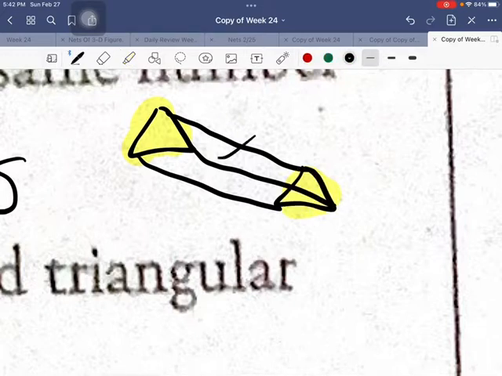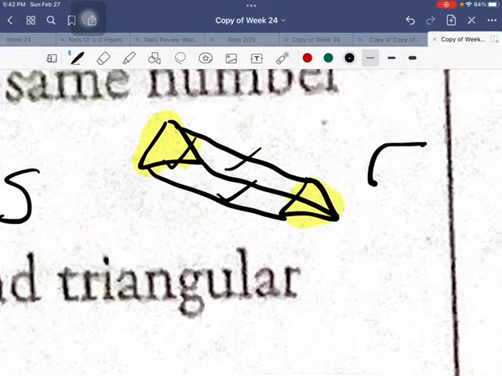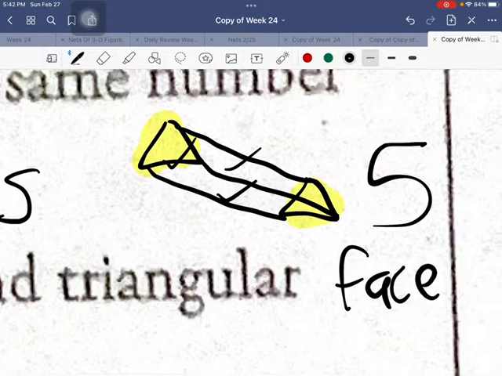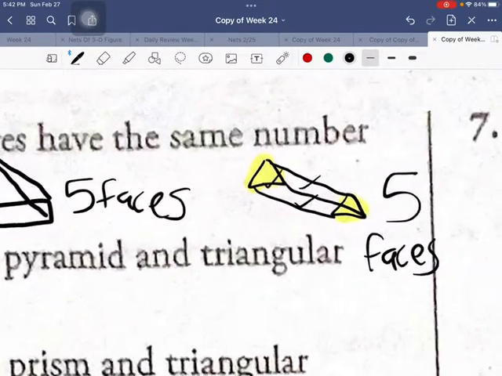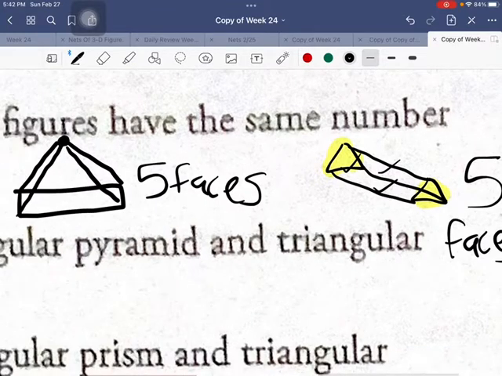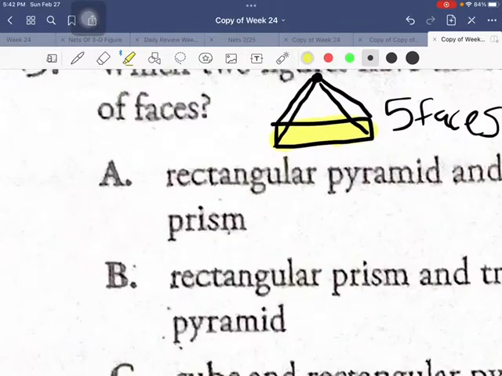3, 4, and the bottom 5. 5 faces. Which 2 figures have the same number of faces? Do these have the same number of faces? Yeah, they do. Well, this could be our answer right away. Awesome.